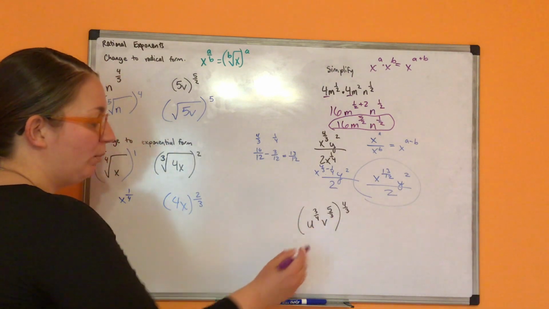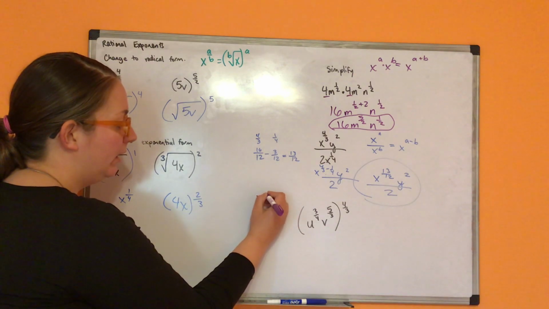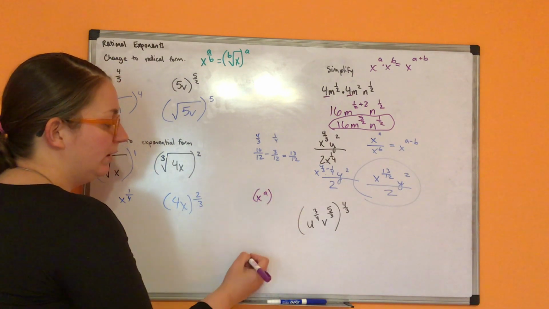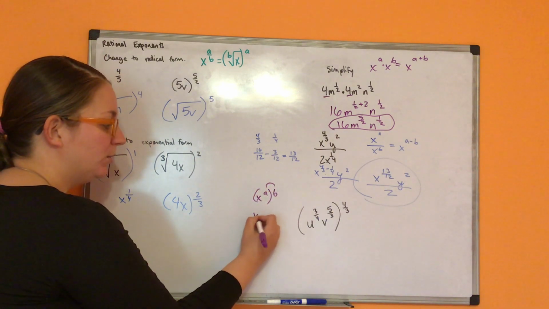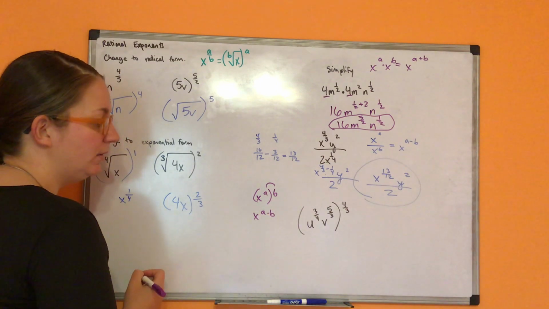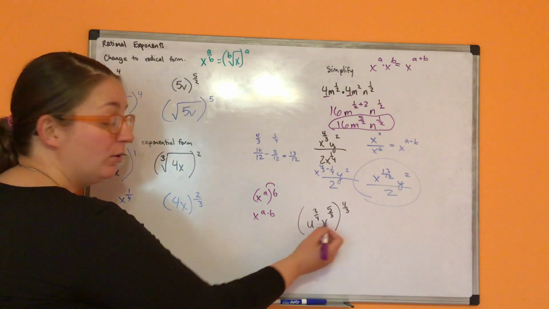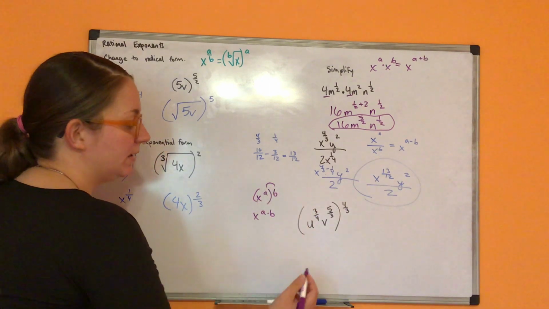We are going to be using our power of a power rule. So thinking back to earlier in the school year, if I have an exponent on the inside and an exponent on the outside, I distribute or multiply those exponents together. So it becomes x to the a times b. And if I have more than one thing inside the parentheses, that outside exponent gets distributed to everything inside.